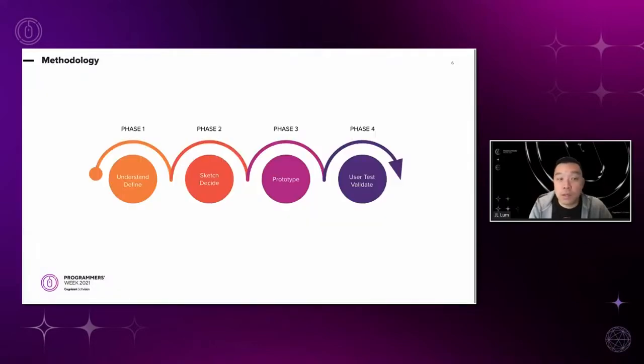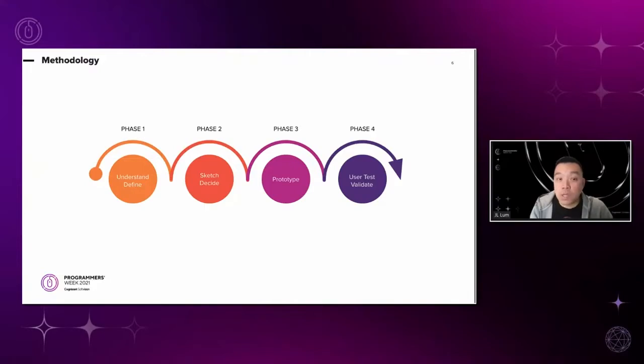One of the great things about a design sprint is the structure itself. You can see that it can be essentially broken down into these 4 phases. The first phase being to understand and define the problem, sketch and decide on a potential solution, prototyping, so making that idea come to life, and then test and validate, testing it against real users and getting feedback and knowing if we're moving in the right direction, if we're answering the right questions. So we'll dive into each phase in the coming slides.